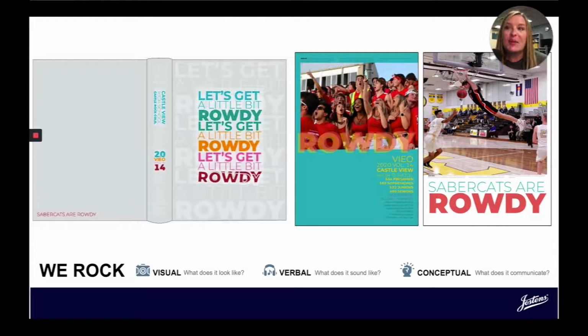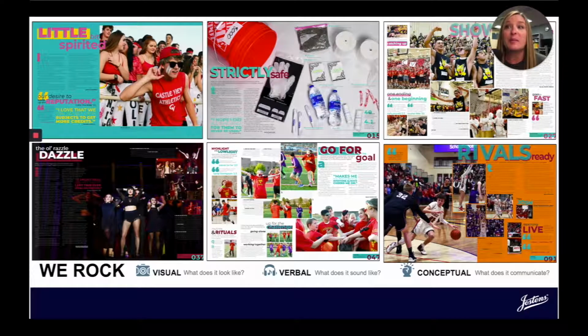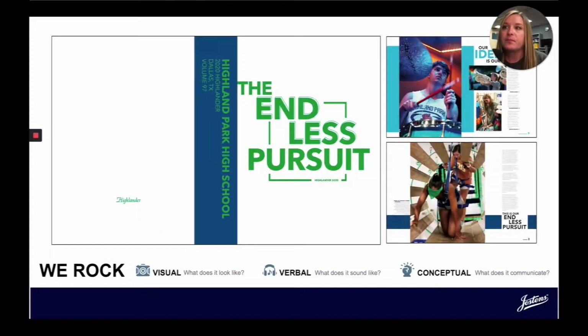So here's an example of the We Rock theme type. This is the most recent Castleview yearbook, and the theme, Let's Get a Little Bit Rowdy, not only pulls in the school's mascot, which is named Rowdy, but takes a bold look at the achievements and accomplishments throughout the year. Because this was a bold We Rock theme, it's important to notice that the visuals, like the use of bold graphic fonts and bright colors, help reinforce the concept to make that strong visual verbal connection.